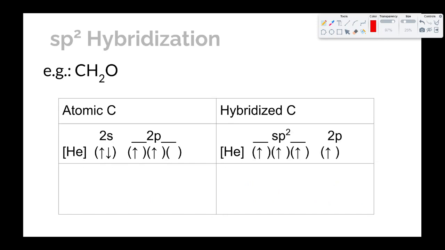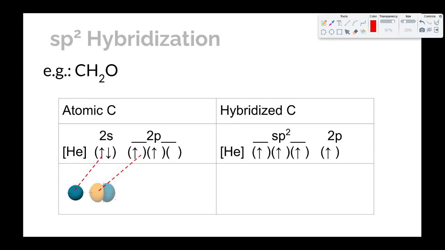So hybridization is going to take two p orbitals and the single s orbital and hybridize them to make three sp2 orbitals, and that leaves one unhybridized p orbital. And then the electrons spread out, which allows us to have three bonding sites for carbon to make this molecule.